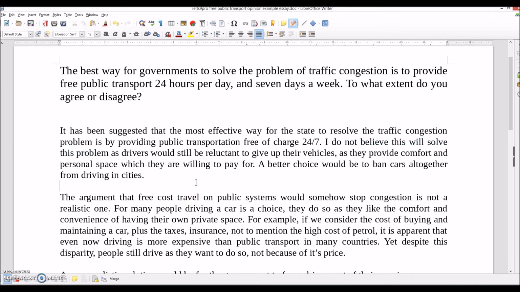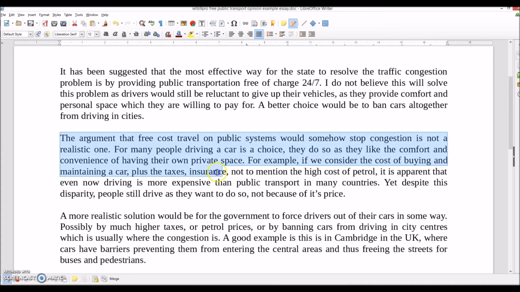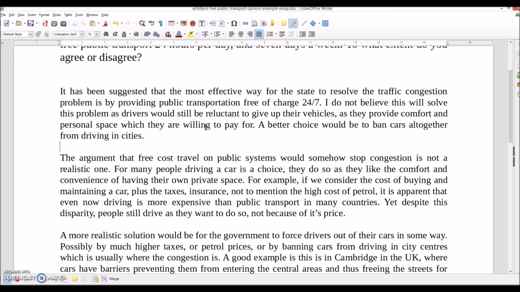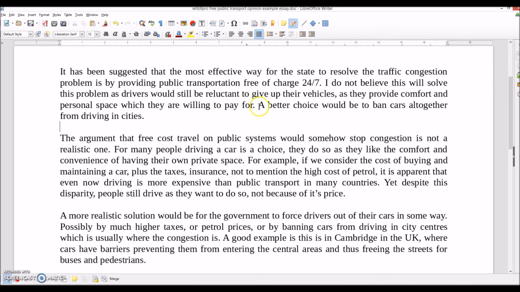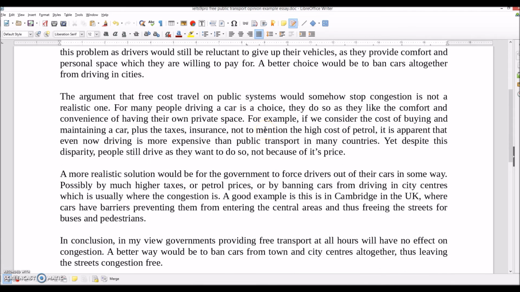But why? Well, as drivers would still be reluctant to give up their cars as they provide comfort and personal space which they are willing to pay for. And that's what we'll be talking about here in paragraph 2. Now, because I say I disagree that it's the best way, I'm going to offer an alternative. So, a better choice. The question asks, is it the best way to provide free public transport? I say, no, that will not work. The best way is to ban cars from the city centre. And that's what we'll talk about there.